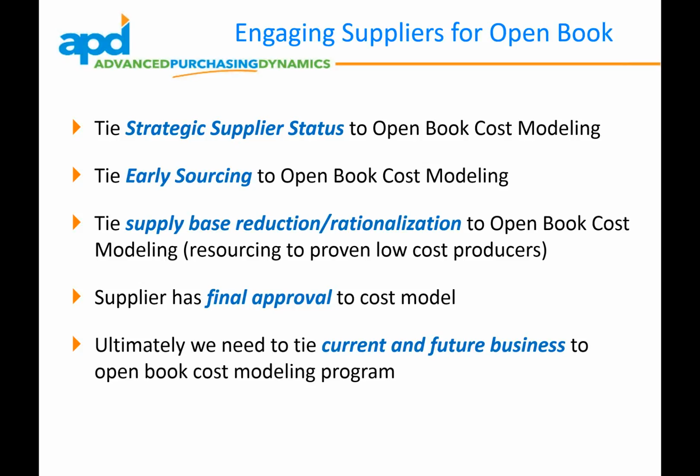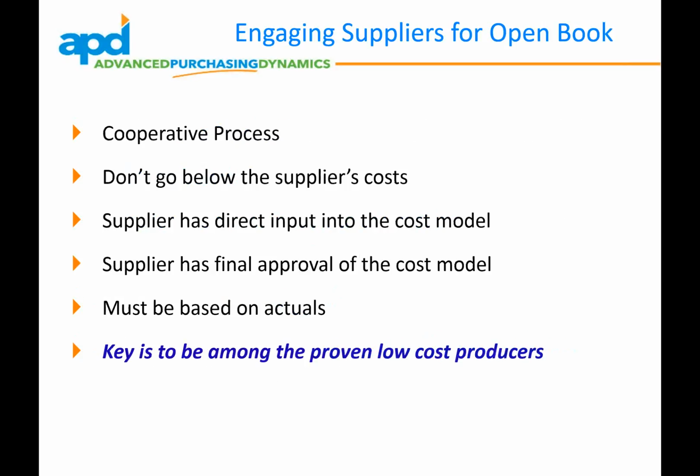A very important part of engaging a supplier in open book is that the supplier has to have final approval, and that it may seem a little odd, but really at the end of the day, if the supplier won't sign up to it and say, yes, I can do this, then really the model has no value. So it has to truly be a two-way street where both the supplier and the customer have agreed to that model, they understand the model, and they both can articulate the model equally as well as the other in a go-forward basis. And again, the very last one, we need to ultimately tie current and future business to open book cost modeling, and I think that's a very tremendous way to kind of explain it to your suppliers.